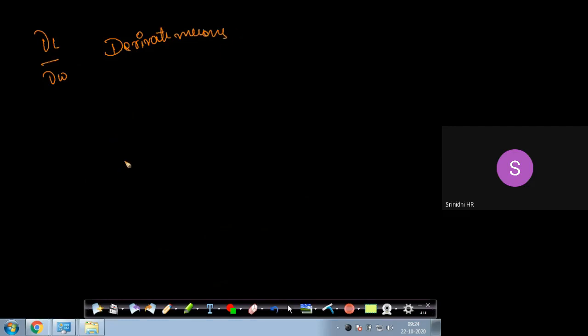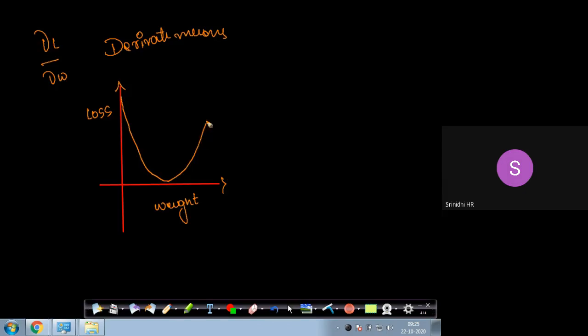Let's say I have a particular line, so I'll consider this graph here. Let us represent this axis as my loss value, and this is my weight. Let my curve be in such a way that I have a curve like this, and I have a point at this particular place. Can anybody let me know which is my positive slope and which is my negative slope?